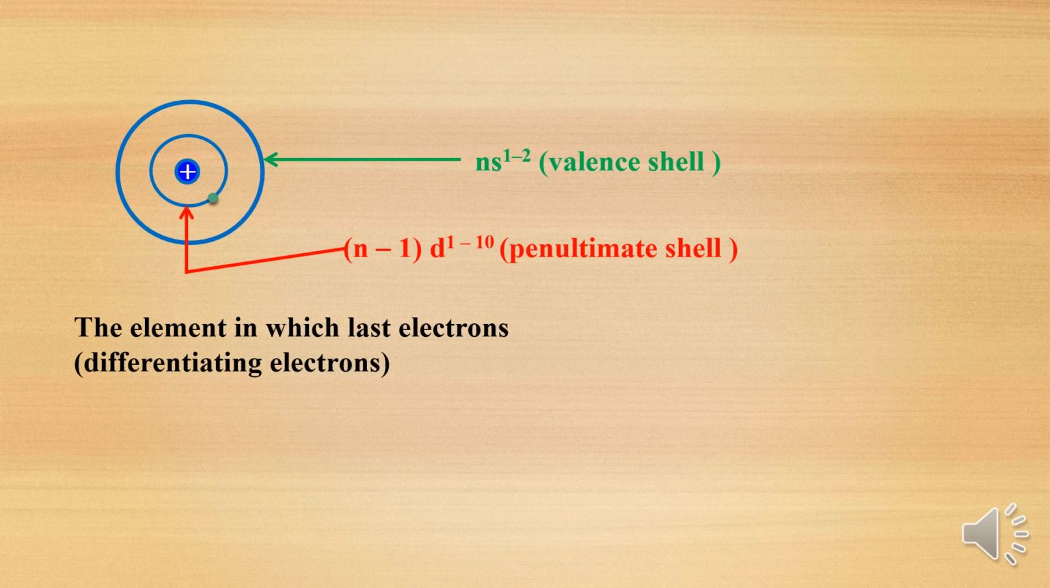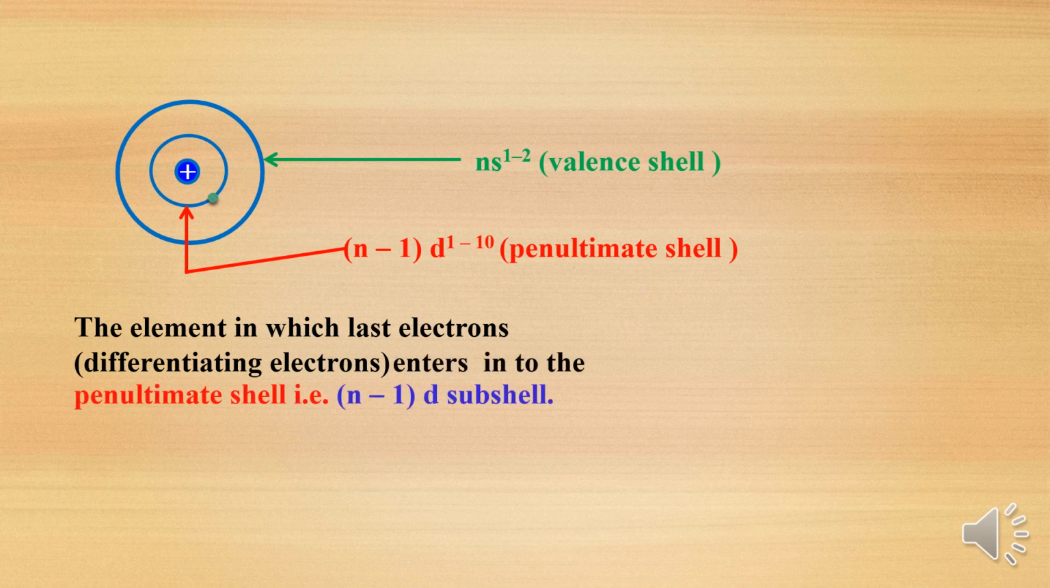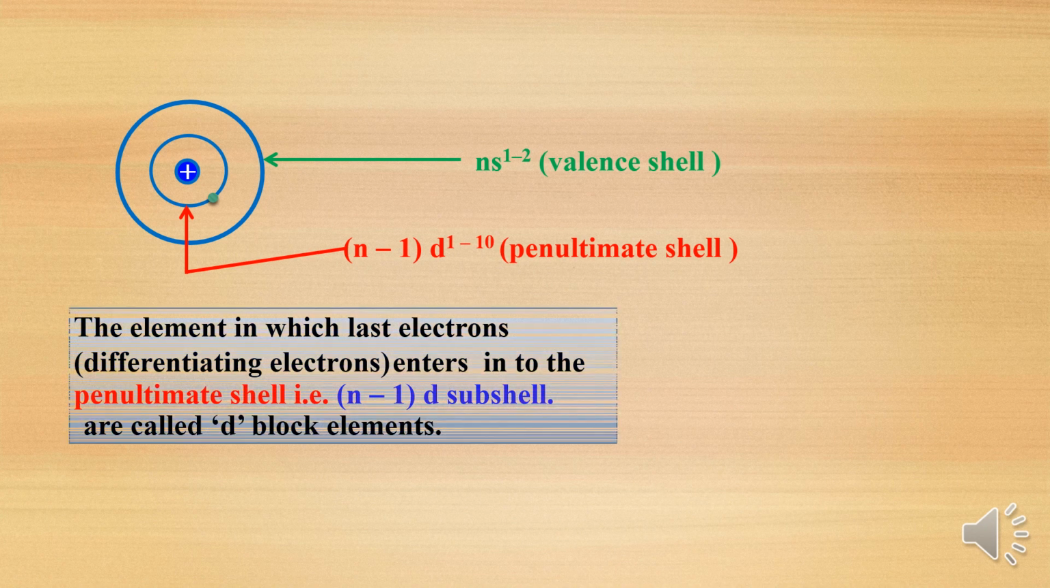The elements in which the last electron, the differentiating electron, enters into the penultimate shell, that is the (n-1)d subshell, are called d block elements. In d block it enters the penultimate shell, and in f block the pre-penultimate shell. In s block and p block the last electron enters the valence shell.